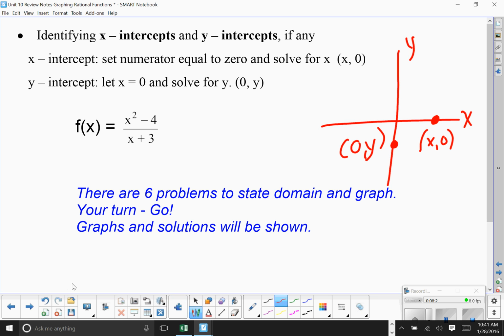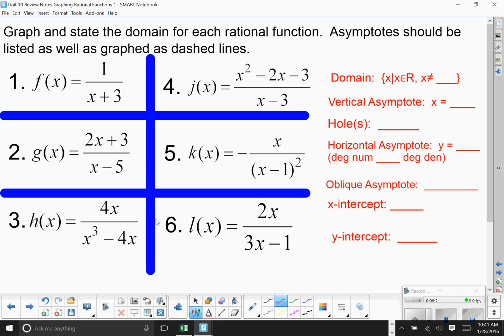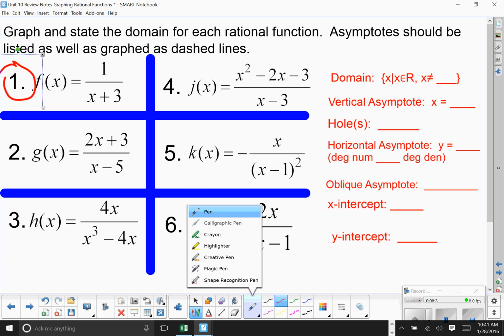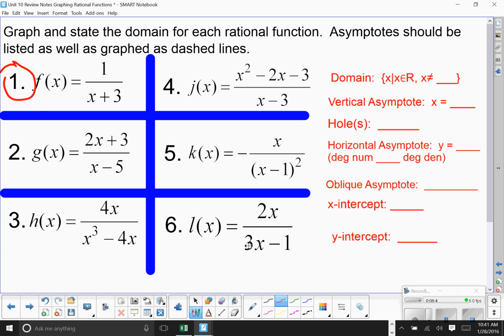Now, I'm going to bring up 6 problems. Here they are. What you need to do is describe the domain and then graph them. Realize that problems like number 1 happen to be the reciprocal function, so that one you should be able to do pretty quickly. You want to graph and state the domain for each rational function. Asymptotes should be listed as well as graphed as dashed lines, and you should note any holes.